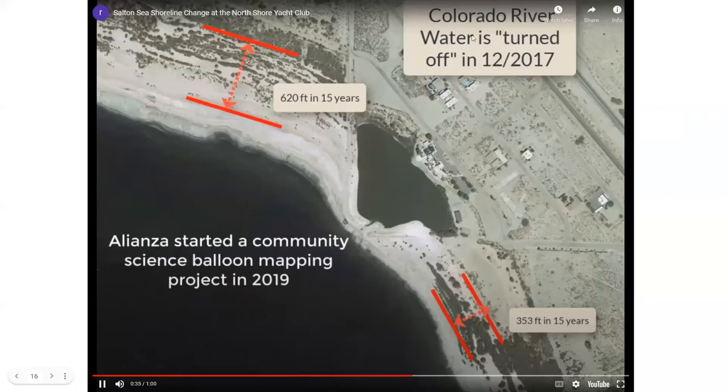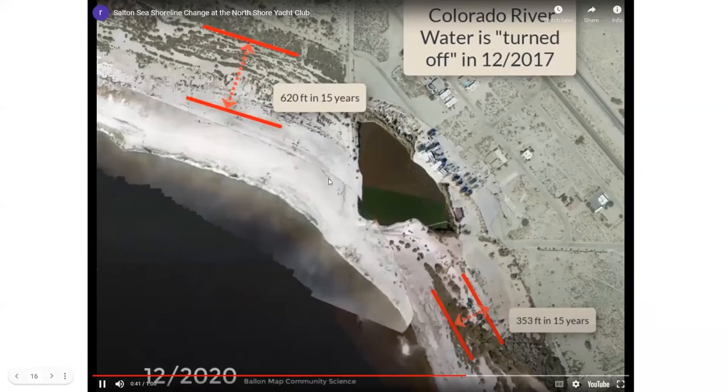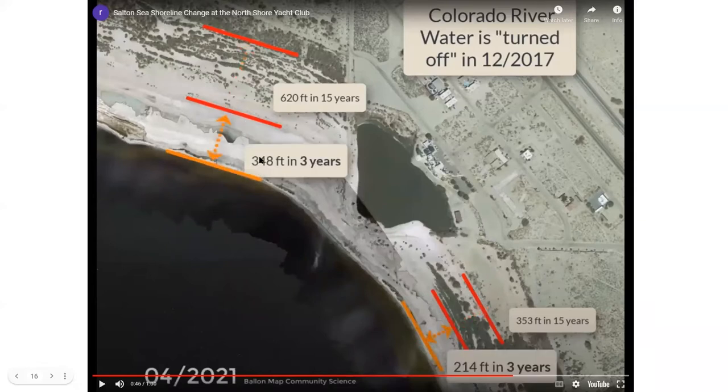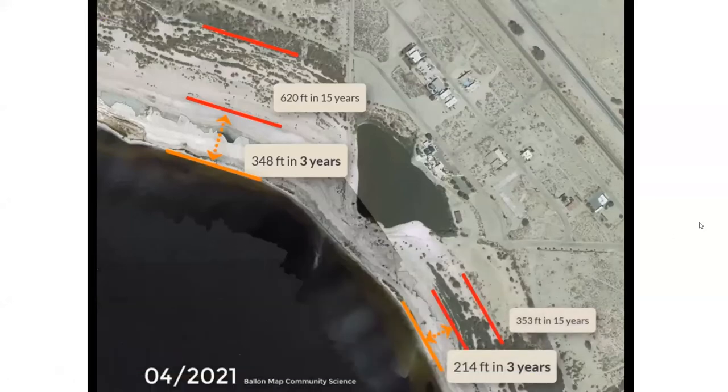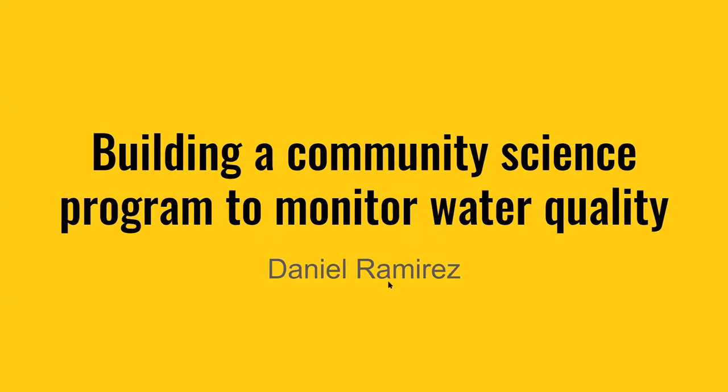And then what happened is the Colorado River is effectively turned off after that. And then in just 2 or 3 years, you had another 348 feet. So it took 15 years to lose 620 feet, but then to go just half of that in only 3 years after they turned off the water shows the much more rapid reduction in shoreline. And so that's what this project measured. And then we're able to tie that in with the air quality as well. And this is the air quality slide again. So with that, I'm gonna hand it off back to Consuelo.